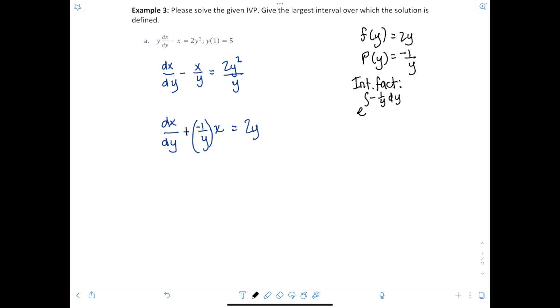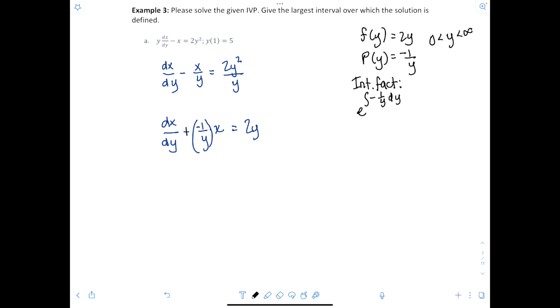Now let's figure out our interval for y. So y can't be 0, correct? And y is also, for what we're looking at with our initial condition, y at 1 is 5. So we need it to be on the positive end. So 0 less than y less than infinity.